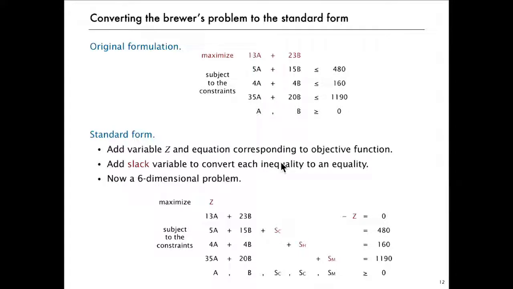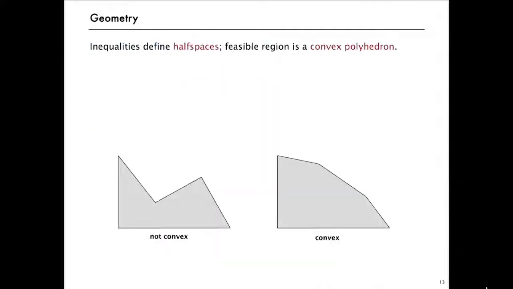And then we just add slack variables to convert each of the inequalities to an equality. It's called a slack variable because it takes up the slack. So if 5a plus 15b has got to be less than or equal to 480, that's the same as saying that 5a plus 15b plus something positive has to equal 480. So it's just saying the same thing. Add a slack variable sc and say that it's got to be positive. So now we have a bunch of equations and just all positive variables. So it's more variables but less variability. We've kind of got a variable for everything in the system. So that's a conversion of the Brewer's problem to the standard form of linear programming.